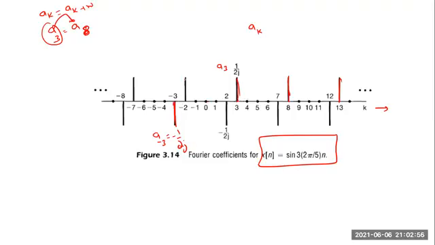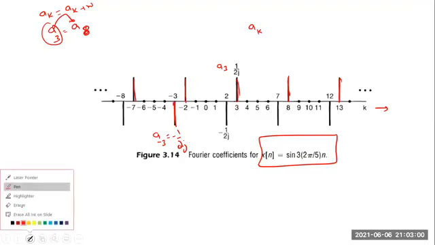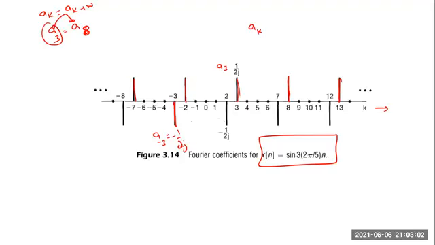So a3 will also appear at a minus 2, at a minus 7, and similarly this particular coefficient a minus 3 is going to repeat at this place, at this place, and this place. Similarly, let's consider another example. So this is example number 2.